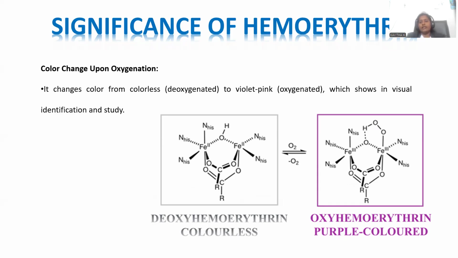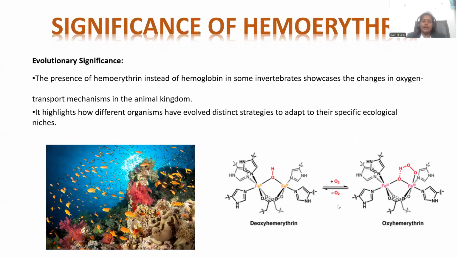That can be simply visualized, so there is no need to go for identification of where the oxygenation is carried and where the oxy or deoxy form is available. If the color is colorless, that is simply designated as the deoxygenated form. The purple color indicates the oxygenated form. And evolutionary significance is provided here.